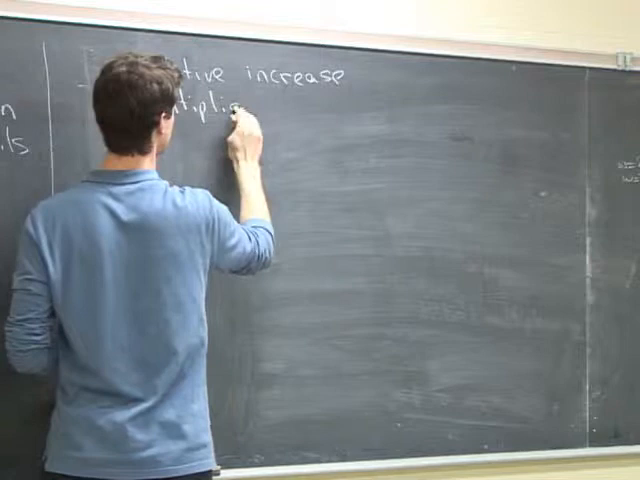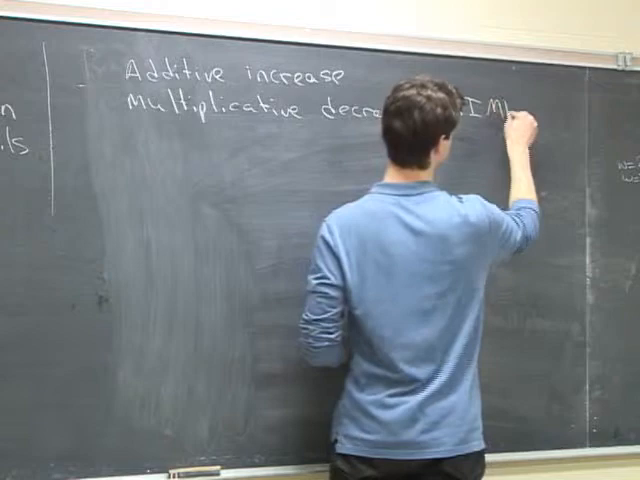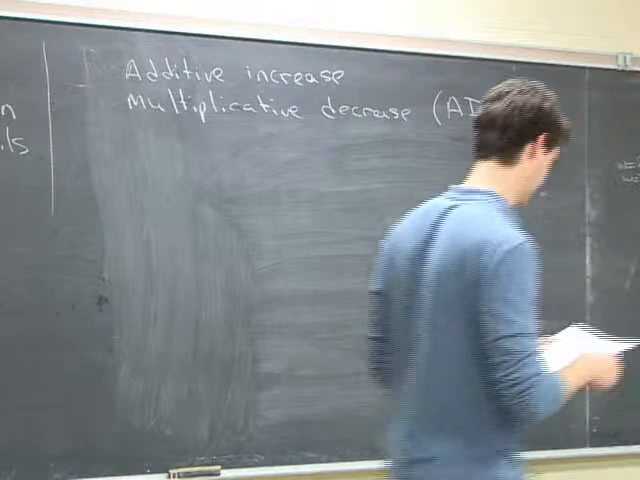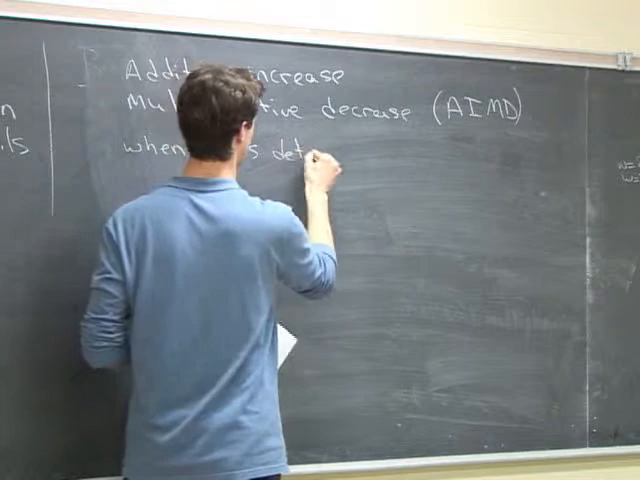And you can abbreviate that with the handy acronym AIMD. All right, so if that helps you remember it, then use that acronym. And so what TCP does is when it detects a loss, we cut the window size in half.